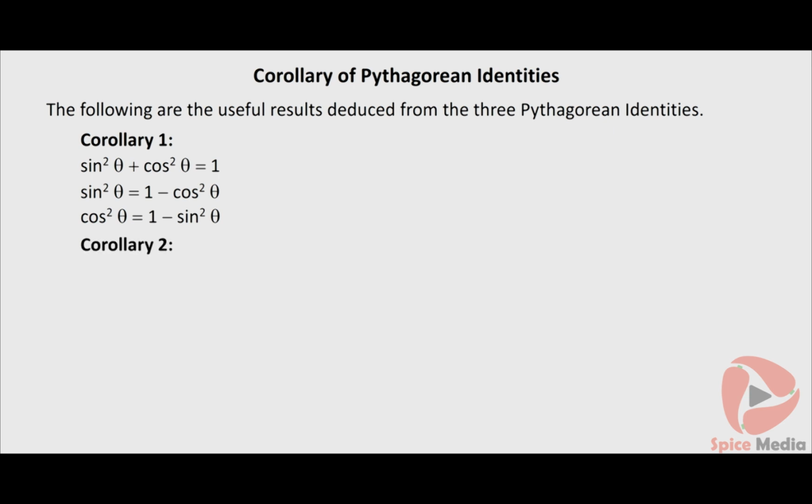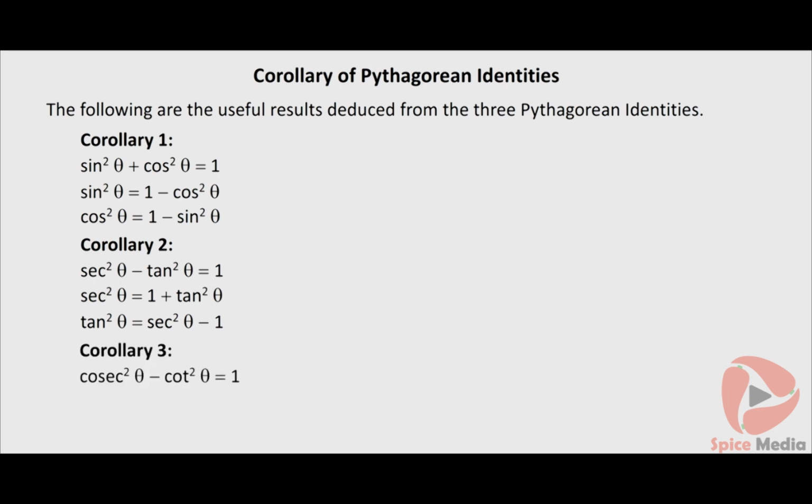Corollary 2. Secant squared theta minus tan squared theta is equal to 1. Secant squared theta is equal to 1 plus tan squared theta. Tan squared theta is equal to secant squared theta minus 1. Corollary 3. Cosecant squared theta minus cot squared theta is equal to 1. Cosecant squared theta is equal to 1 plus cot squared theta. Cot squared theta is equal to cosecant squared theta minus 1.